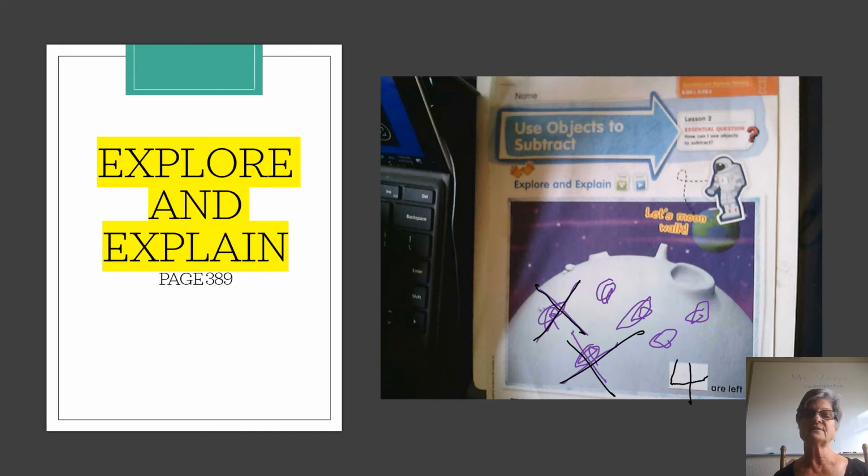Then 2 astronauts left and went back in the spaceship. So we crossed out 2. Then we counted 4 that are left. Now, please turn your page to page 390, and you're going to do that with me as I do it up in the slide. So let's turn the page.